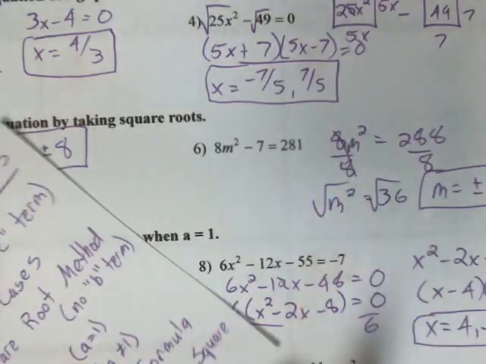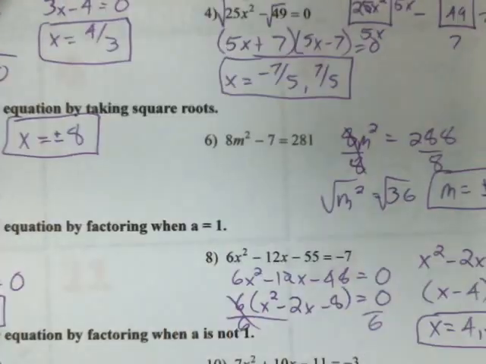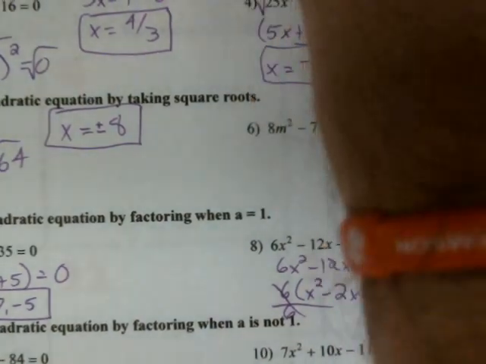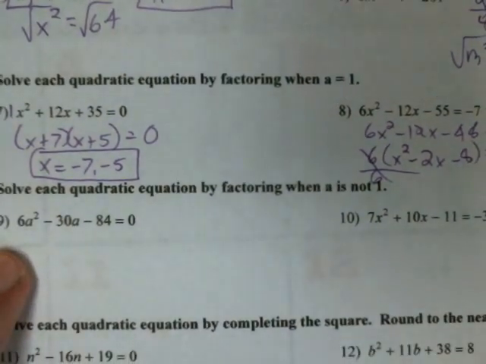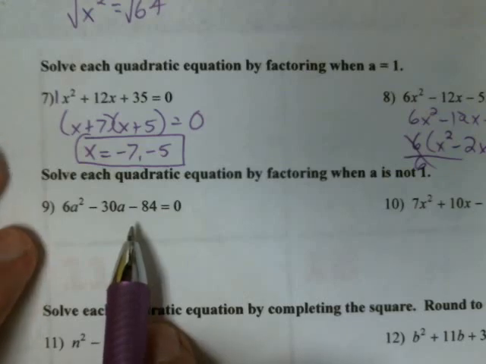All right, what's next on our sheet? Okay, if I can't factor when a is 1, I need to factor when a is not 1. So in this case, a is not 1. Pull this up so you can see it. Okay, a is not 1. So when a is not 1, here's what you do.